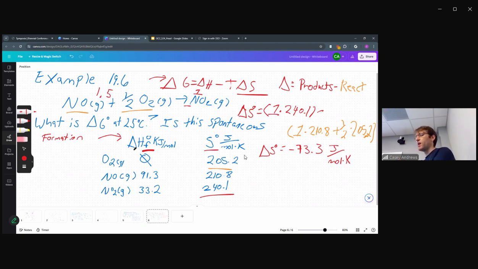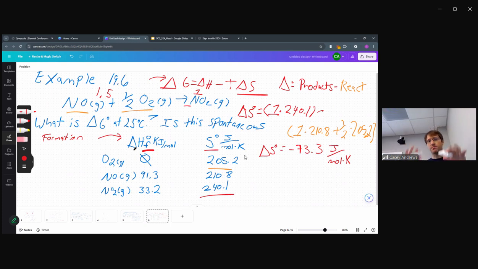So the way to make sense of that is thinking entropy is chaos. If chaos is decreasing, my system is becoming more ordered, which is not favorable. The universe loves disorder. Let me think. It all comes down to microstates.